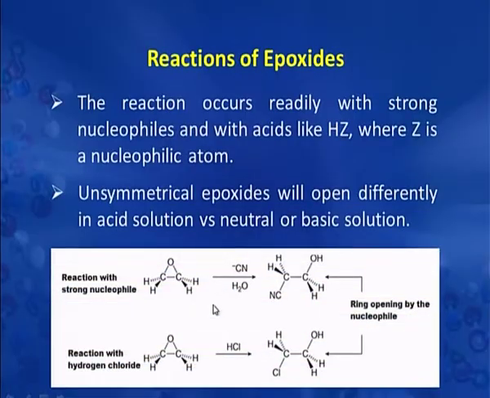Unsymmetrical epoxides open differently in acid solution as well as in basic solution. Here this is an epoxide treated with cyanide, which is a strong base, and there is formation of this product, ring opening takes place. Here, instead of cyanide, if we take HCl, then also the ring opening is taking place. The only difference is that instead of cyanide we have a chloro group here. Both examples are of the attack of a nucleophile on the carbon of this oxirane or epoxide ring. As a result, there is ring opening.